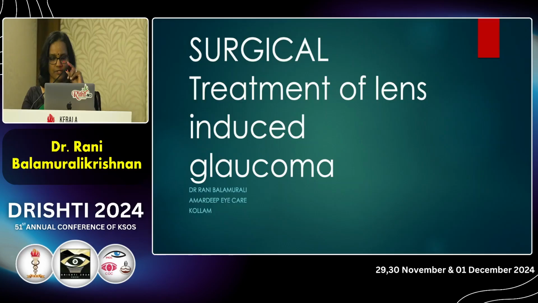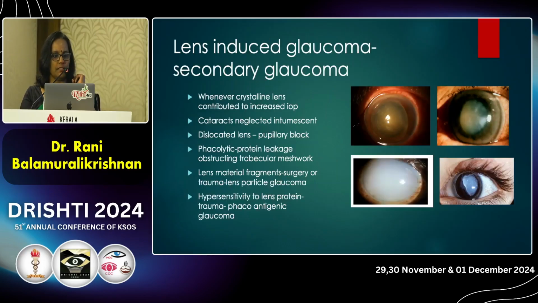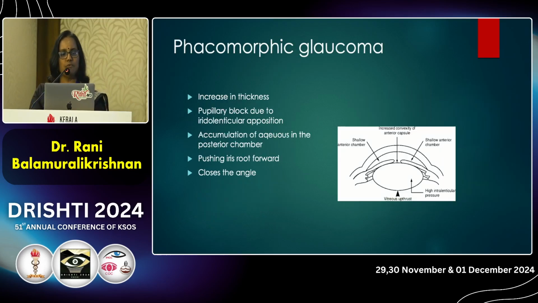This is surgical treatment of lens-induced glaucomas. These are the common causes. It's a secondary glaucoma where the crystalline lens contributes to the increase in IOP. There can be a neglected intumescent cataract, dislocated lens causing pupillary block, phacolytic lens material causing lens particle glaucoma, and phacoantigenic glaucoma. The mechanism of phacomorphic glaucoma is a secondary angle closure one.